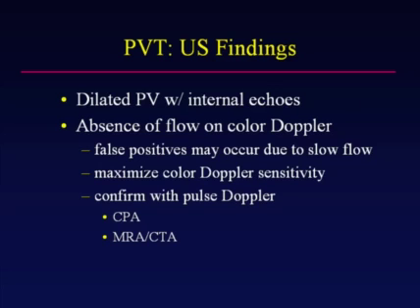So what are the ultrasound findings of portal vein thrombosis? Well, first of all, you'll see distension or dilatation of the portal vein with internal echoes and absence of flow on color Doppler imaging. However, you can have false positives due to the slow flow phenomenon, and because of this, you want to again always ensure that you have maximized your machine settings for detection of slow flow on color Doppler.